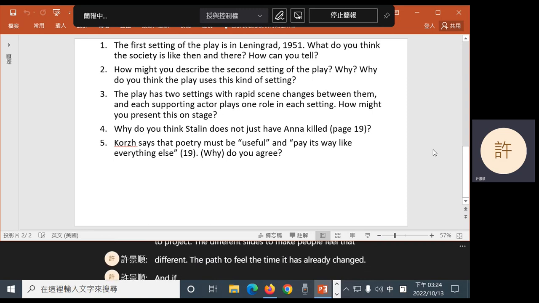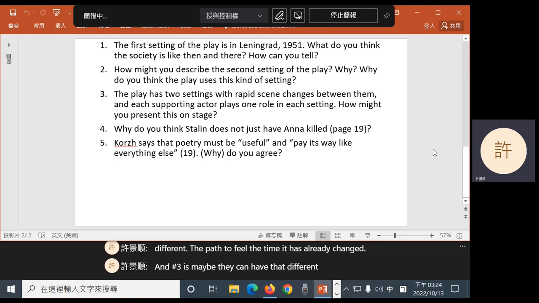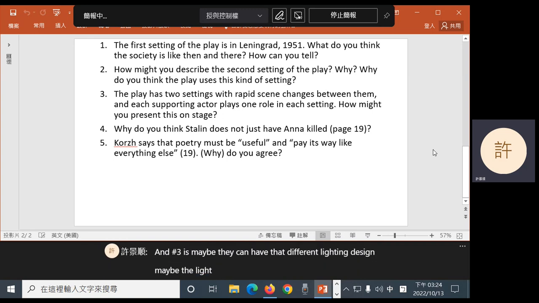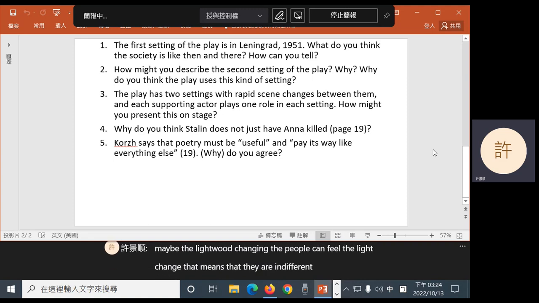And number three is maybe they can have different lighting design. Maybe the light will change, and the people can feel it. The light change means that they are in a different time zone, or different in Australia or in Russia. And number four, maybe different music can be played between the two different settings to have the people understand the time setting has varied. And number five, it could be easier to have a narrator just tell people what age we are in now. So I think that is the easiest way to let people know.